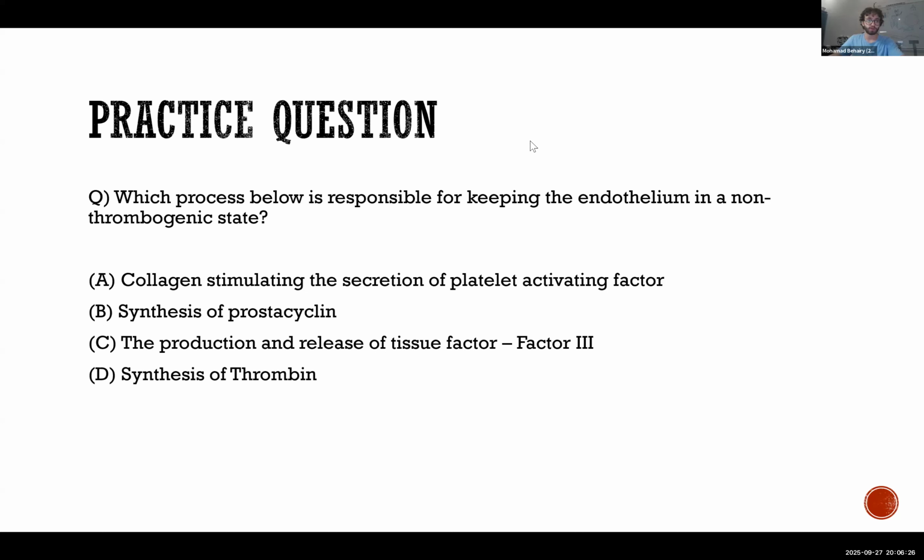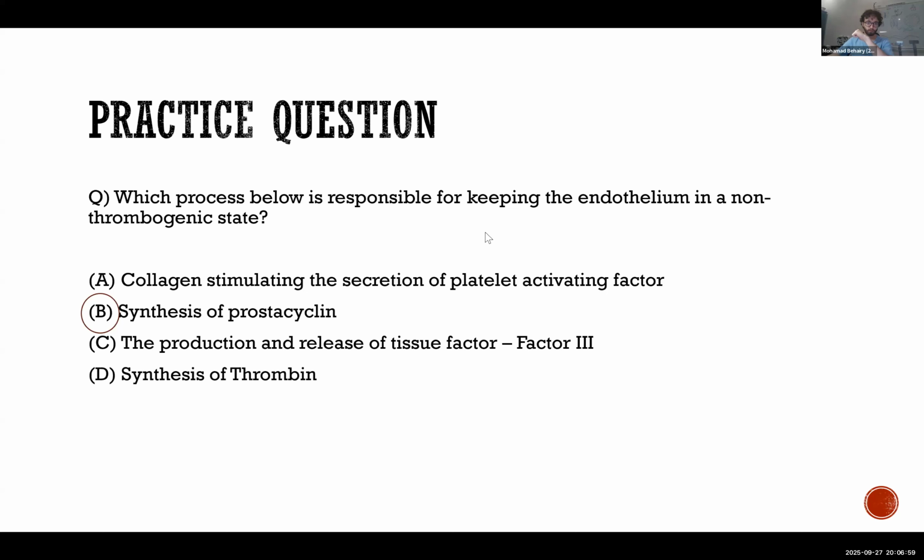B. Okay. Which process below is responsible for keeping the endothelium in a non-thrombogenic state? Meaning we don't want coagulation, we don't want clotting. Everyone, mashallah, got the correct answer. Synthesis of prostacyclin. This is how they're going to ask you about it in the exam. They're not going to tell you to list them or something. No, it's multiple choices that are wrong, and one of them that's correct. Oh, mashallah, guys. You got it on spot. The one that inhibits platelet activation, 100%.